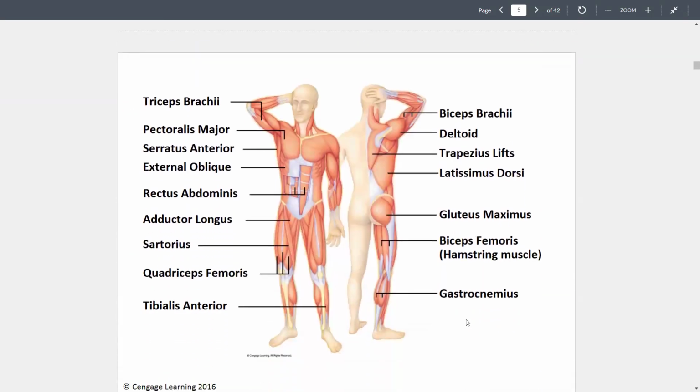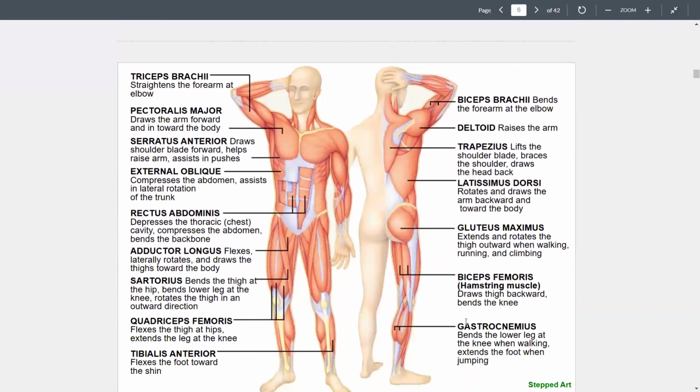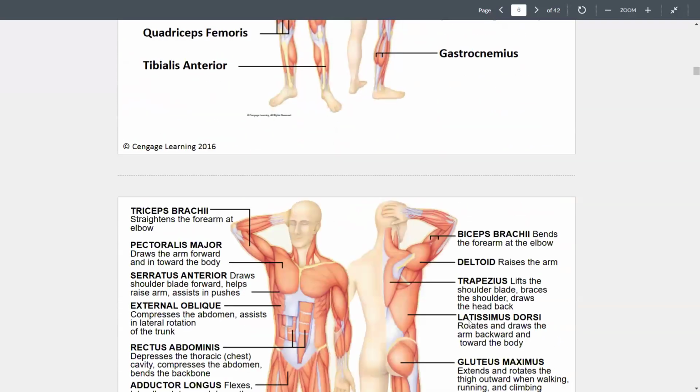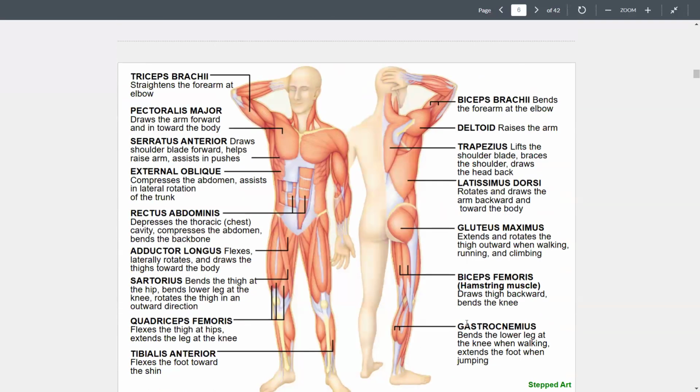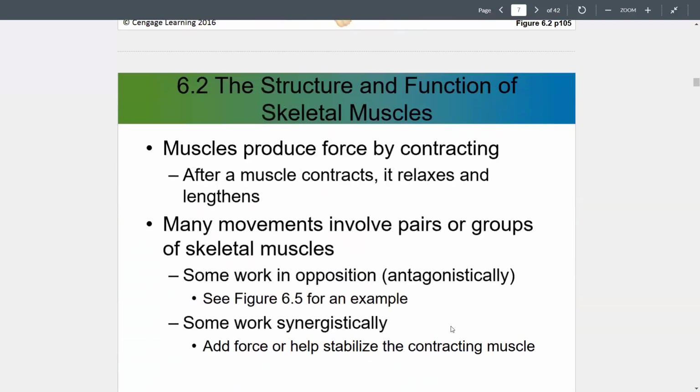So here's some common muscles that you might know about or have heard about in your body. And then are these the same? Yeah, I think these are all the same, and these are like what they do. So this picture might be more helpful. So definitely use that as you're working through things.